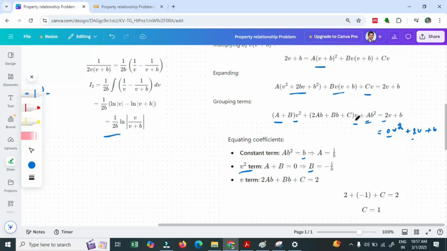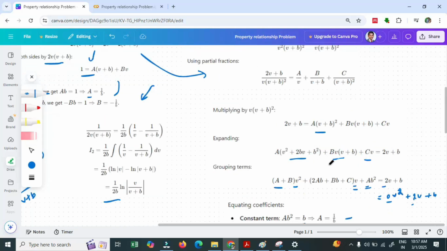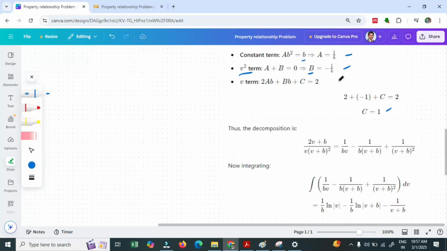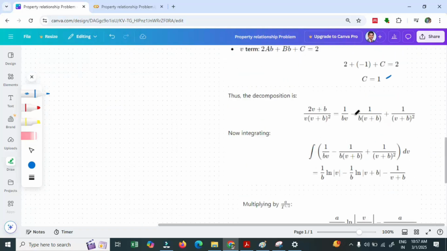Now I want to integrate. Integration of 1 by v, we know that is ln v. Integration of this is ln v plus b. Integration of this will be, as we did the first time, minus 1 divided by v plus b. And we kept this term aside, so now I'm multiplying that term. Therefore, we get a by b t power 2 ln v divided by v plus b minus a divided by t power 1 by 2 into v plus b. Now I need to combine all three term results which we had. I just combined it here. That is the final expression I'm having here.